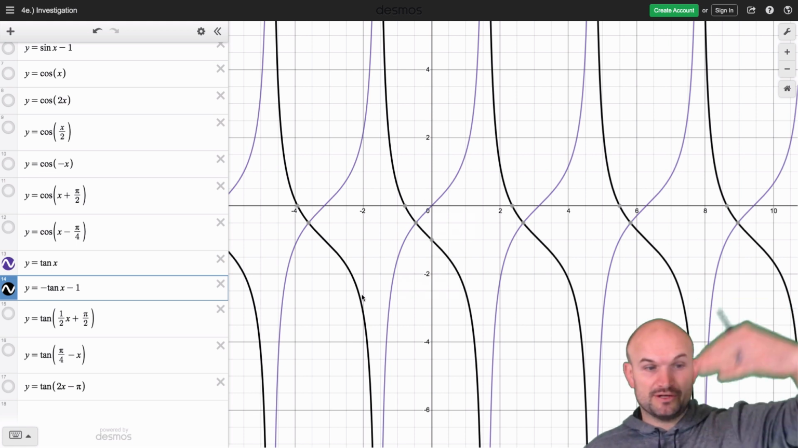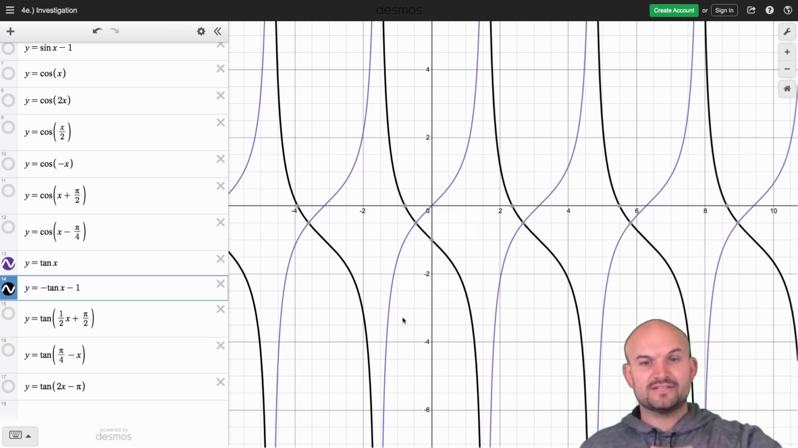So the graph is not up there. You don't shift it down and then reflect it back up. You reflect first and then move it down.